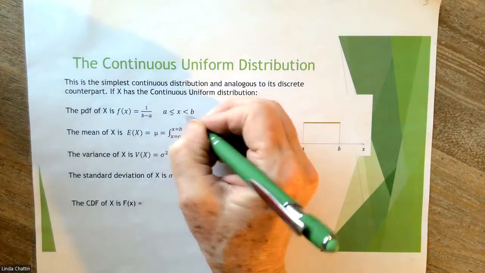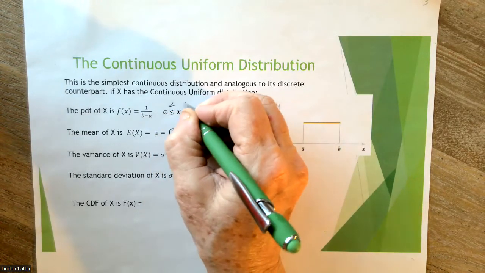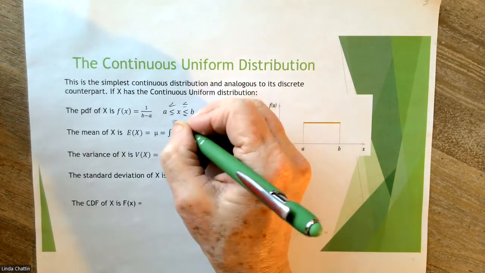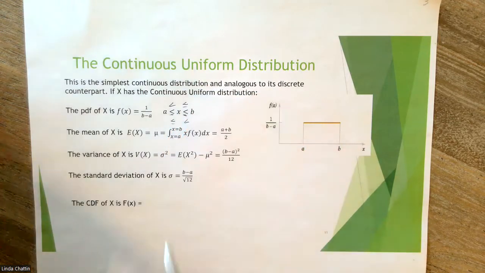Remember, we could also put equal signs here, or we could go less than or equal to, or less than, because x is clearly a continuous random variable, and the probability that it equals anything is equal to 0.